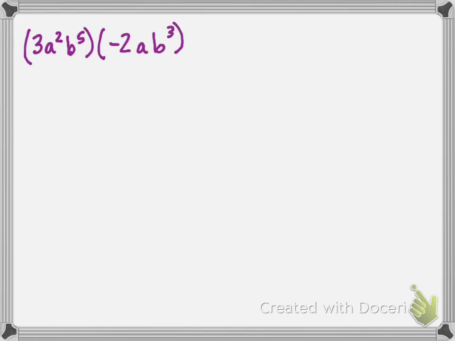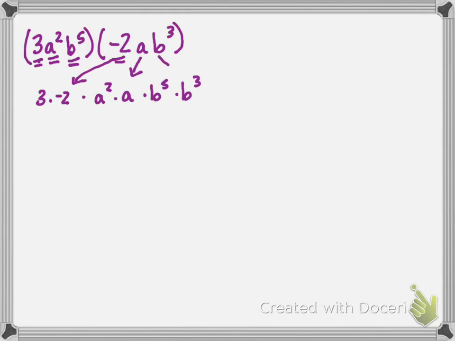So we can multiply anything we want in any order, and they need to have the same base. So I put my constants with my constants, my a's with my a's, and my b's with my b's. If I regroup these, this would be 3 times negative 2 times a squared times a times b to the 5th times b cubed. All I'm doing is rewriting it. I can do this because all I'm doing is multiplying, and you can multiply in any order. 2 times 3, 3 times 2, they're always equal.